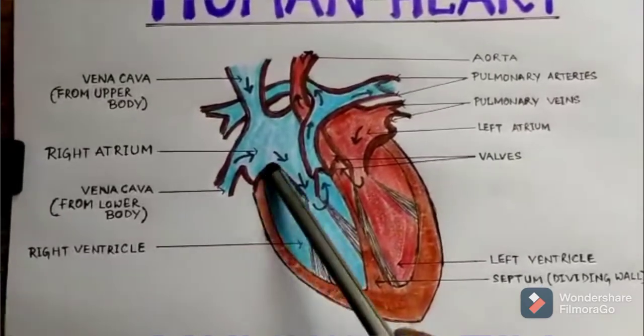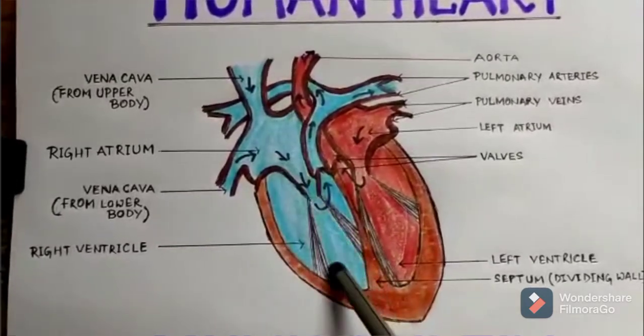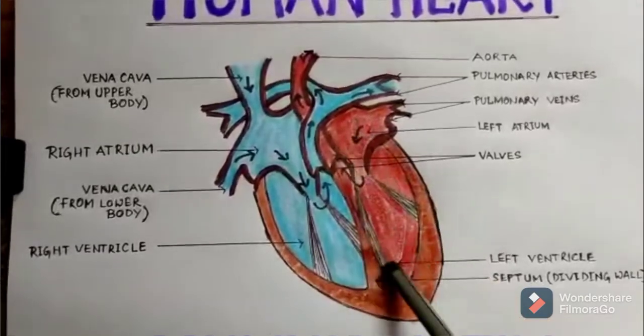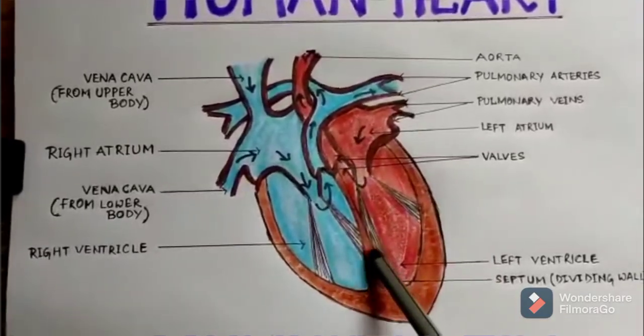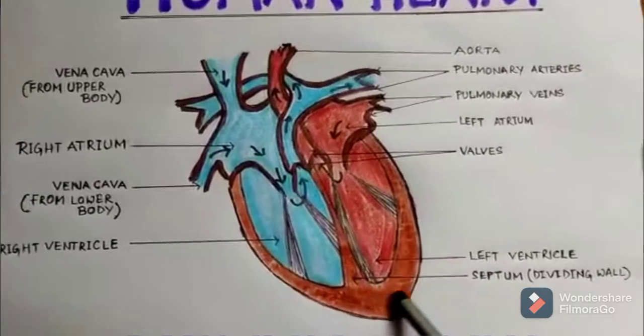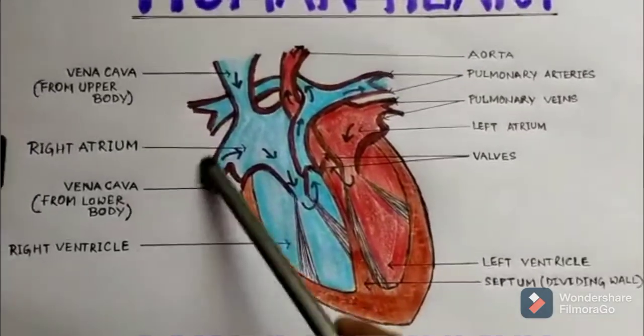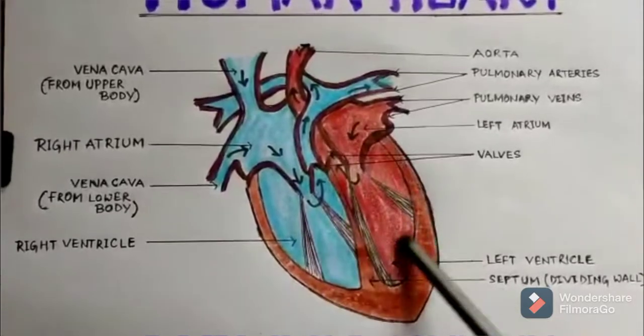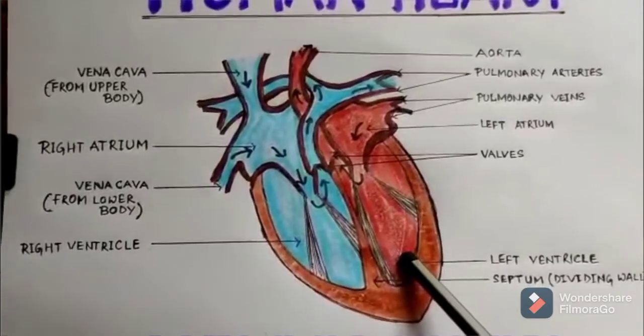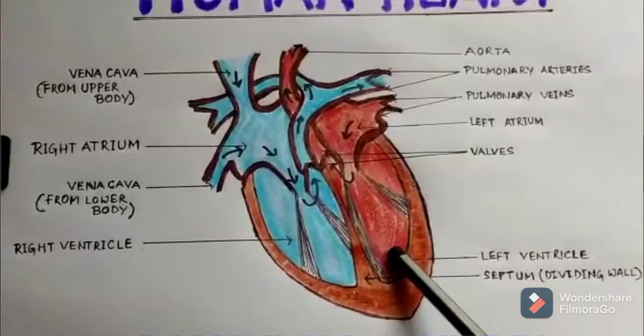You can see here that the right side of the heart and the left side of the heart are well separated by a wall. This wall is known as the septum. This is the dividing wall, the septum, which separates the right side of the heart from the left side of the heart. Now next, come to the artery and the vein.